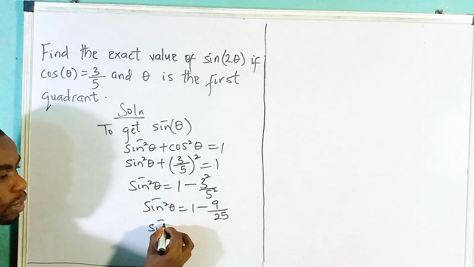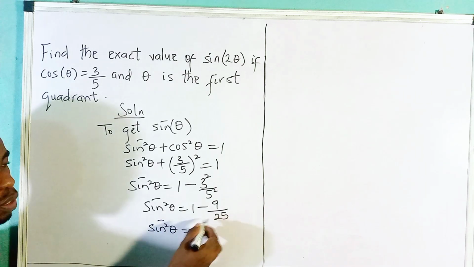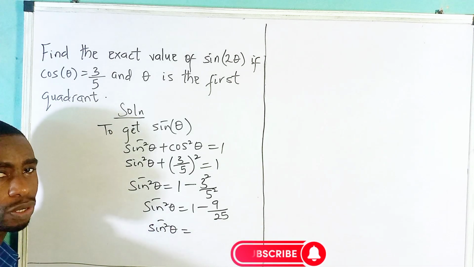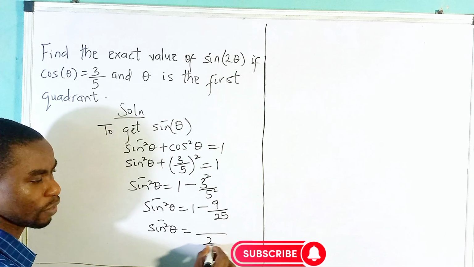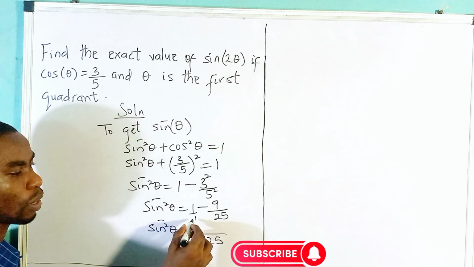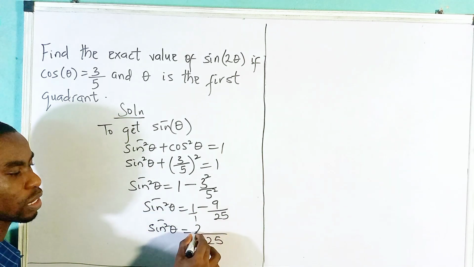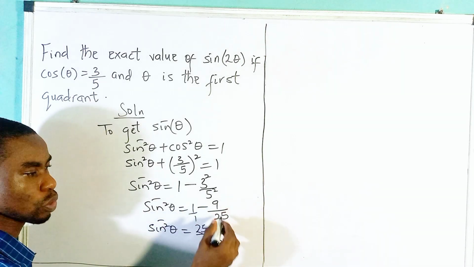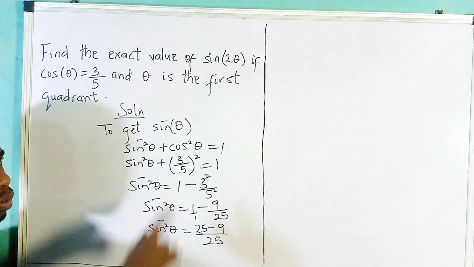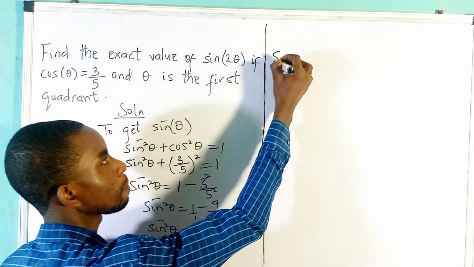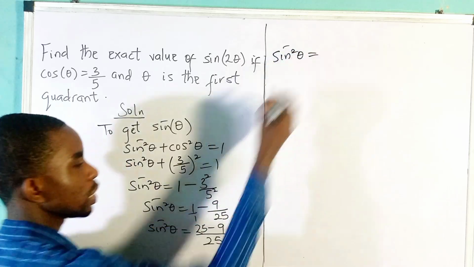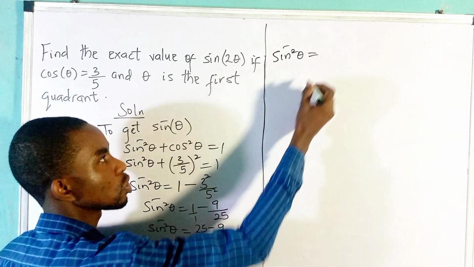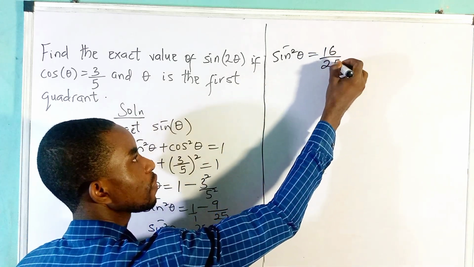So sine square theta equals, the denominator here is 25, the denominator here is 1, the LCM of both denominators is 25. So I can write this as 25, and then 25 divided by 1 is 25, 25 times 1 is 25, minus 25 divided by 25 is 1, and that times 9 is 9. I'm going to continue here. So sine square theta is equal to 25 minus 9, 16 over 25. So this is equal to 16 over 25.